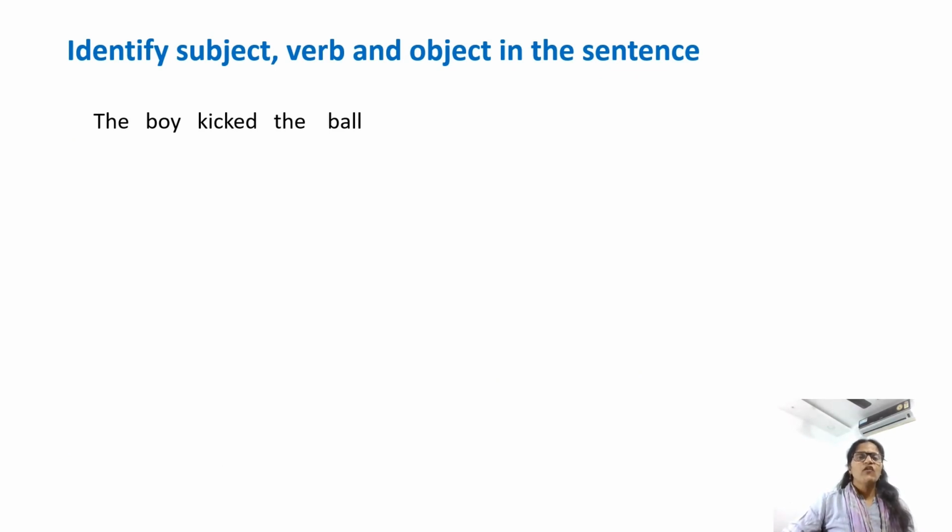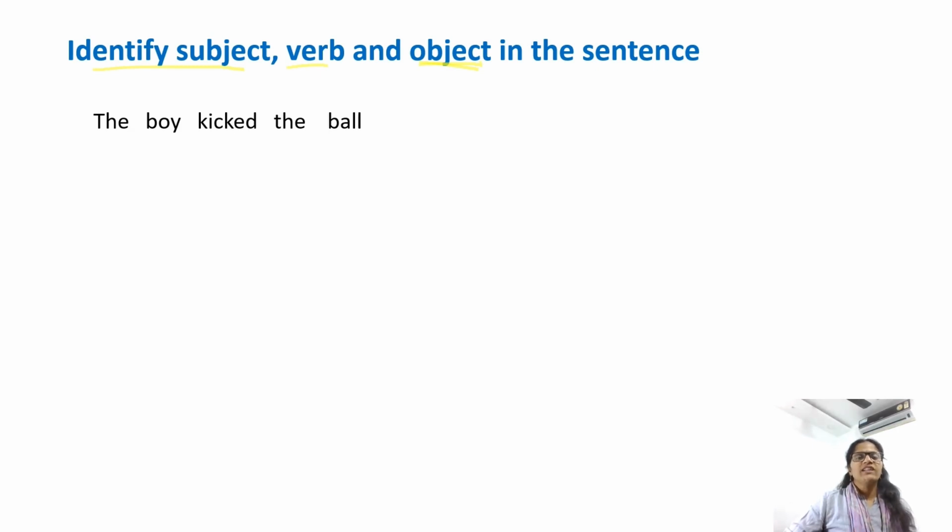Okay. Now, what is the first rule? First rule is identify subject, verb and object in a sentence. Now, here is a sentence. The boy kicked the ball. Now, what is subject here and what is object and what is verb?